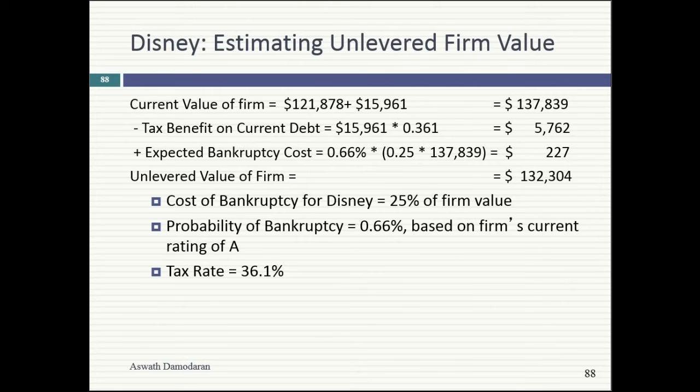I might have used 25%, but I used 25%, so I put it right in the middle. I'm saying it's neither Boeing nor a grocery store. It's in the middle. It's about 25%. My unlevered firm value is $132.3 billion. So what does that mean? If Disney paid off all of their debt tomorrow and made themselves an all-equity funded firm, their value will drop from 137.8 to 132.3 billion. Any questions so far?